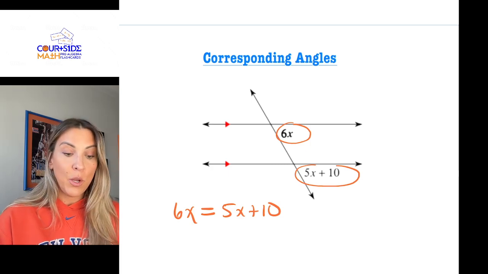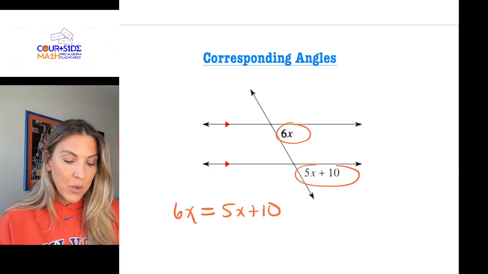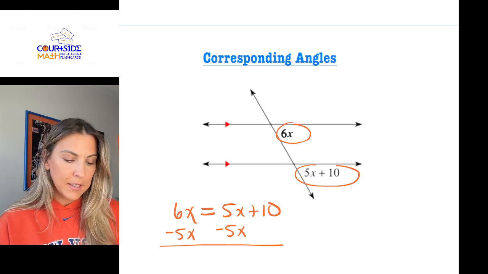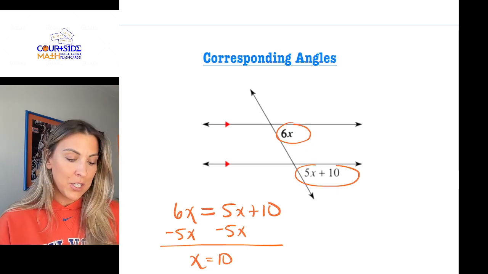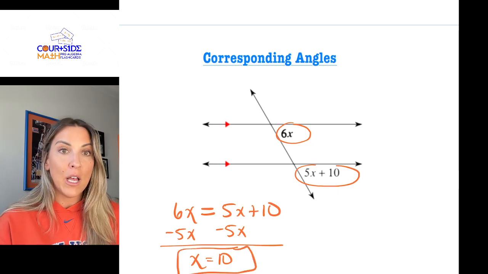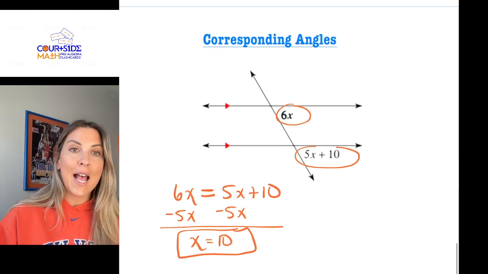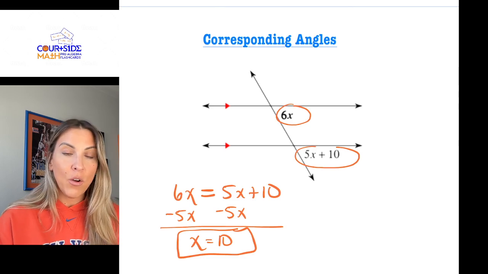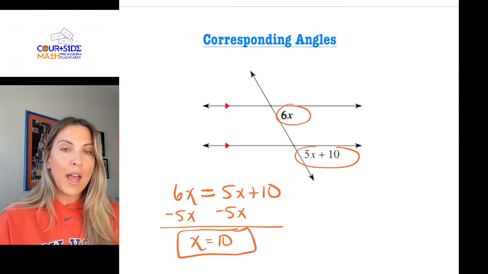Now we start to solve the equation. So I got to get x on one side. So I'm going to go ahead and subtract 5x from both sides. That's going to leave me with 1x, or just x, equals 10. All right, that was a quick equation to solve. So I've already gotten x by itself, but if the problem is asking me to find the measurement of the angle, then I'm not done. If I was asked to solve for x, I'm done.